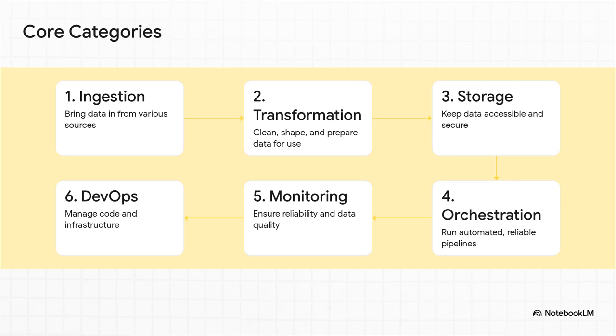First up, we've got to get the raw materials into our factory. That's ingestion. Then we need to clean them up and assemble them into something valuable. That's transformation and storage. After that, we basically put the whole factory on autopilot with orchestration. We install a top-notch quality control system with monitoring, and we create the official blueprints for everything with DevOps.